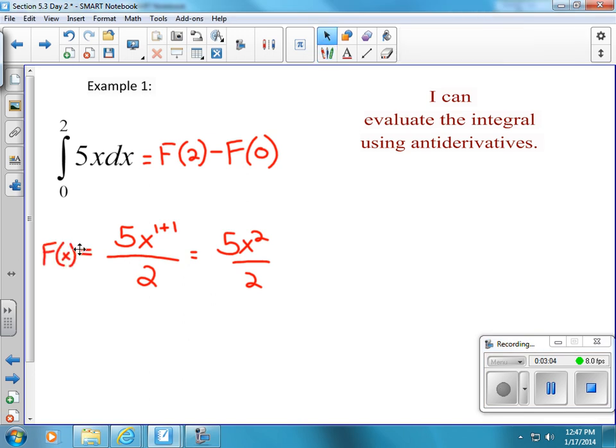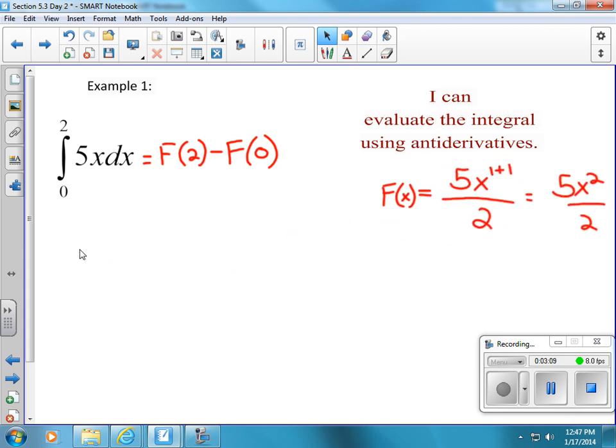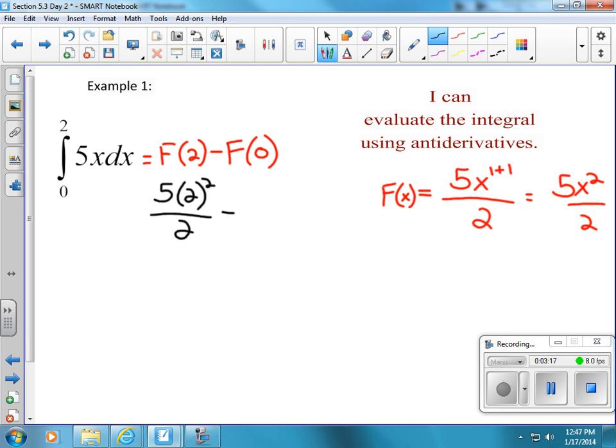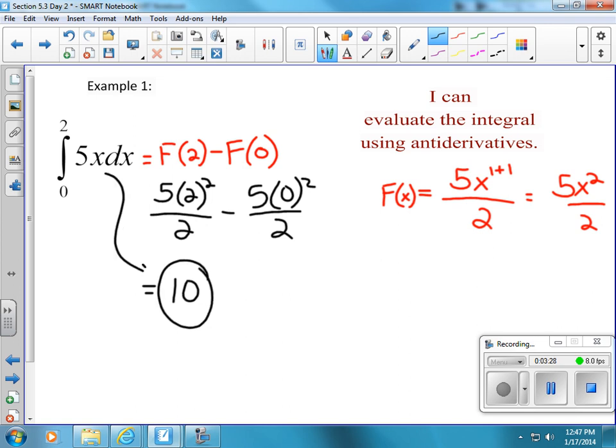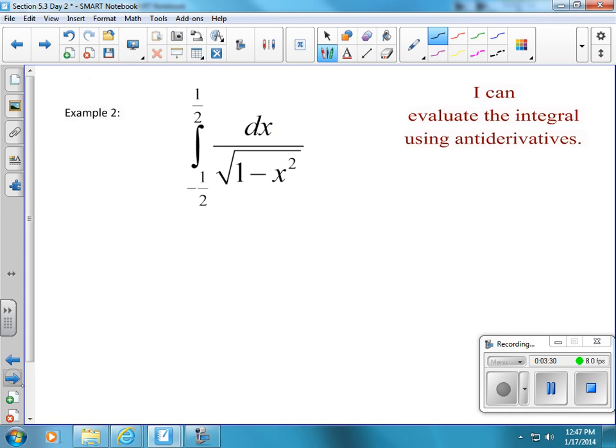So this is our antiderivative. Now what we're going to do is take this 5x squared over 2 and plug in a 2 and a 0. So we have 5 times 2 squared over 2 minus 5 times 0 squared over 2. And the answer we get is 10. That is our answer.